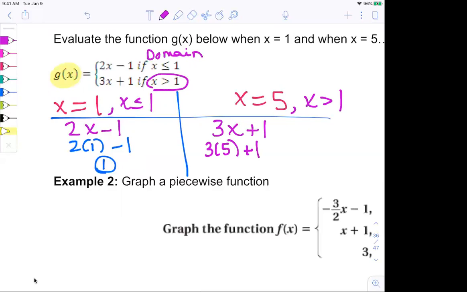3 times 5 is 15, plus 1 makes 16. So notice I used a different piece for each x value because my x value is applied to a different part of the equation. So that's a piecewise function. Questions?